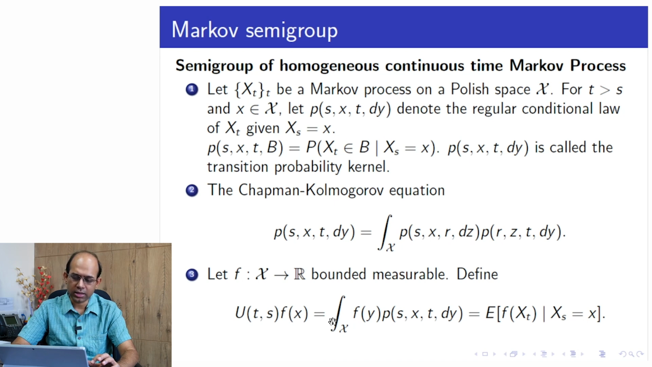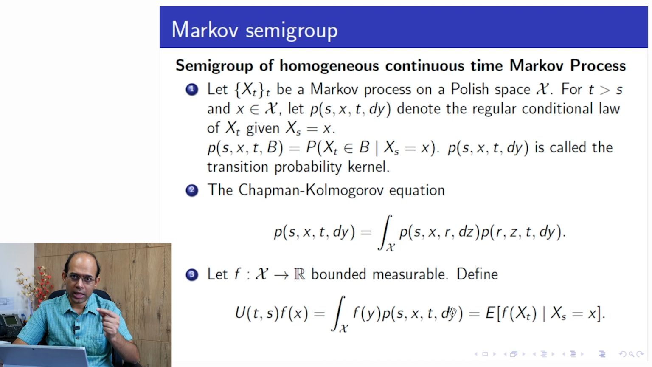U_{t,s}f(x) is defined as the integral of f(y) P(s,x;t,dy). Okay, so it is just integration of f with respect to the probability measure. So this is nothing but the expectation, correct? Because this is like a density. If you take dy here divided by dy, that would give you the density, if that exists. So this integration is just the expectation. So this is actually the expectation of f.